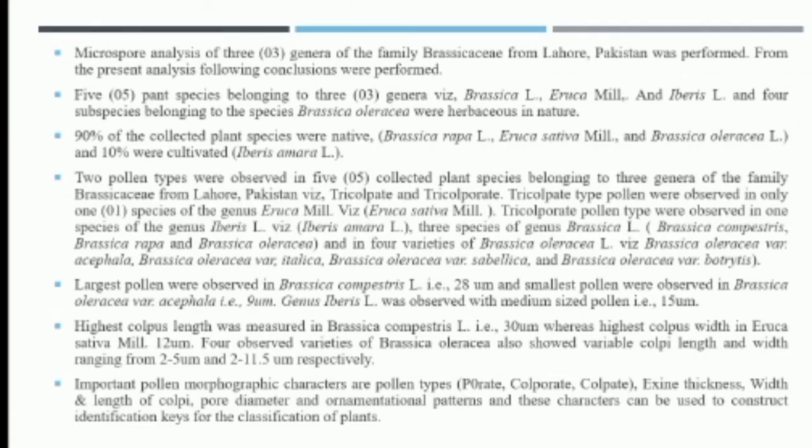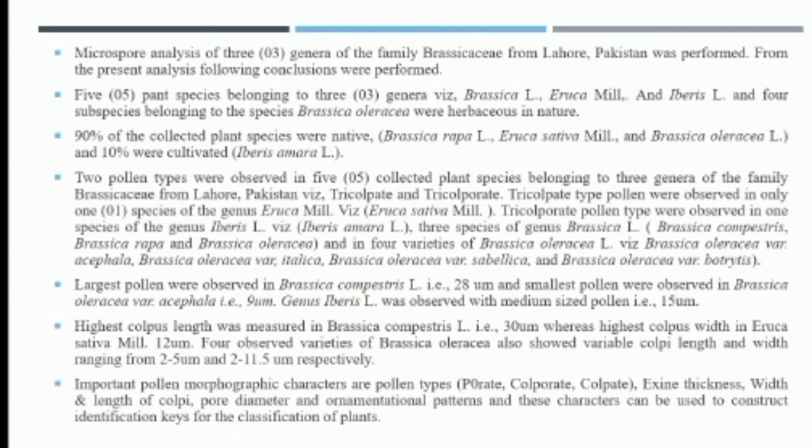Further, we will go towards the conclusion. Microspore analysis of the 3 genera of the family Brassicaceae from Lahore was performed, and of these, 5 plant species belonging to 3 genera, that is Brassica, Eruca, and Iberis, and 4 subspecies belonging to the species Brassica oleracea were herbaceous in nature. 90% of the collected species were native, and only 10% were cultivated, that is Iberis amara.